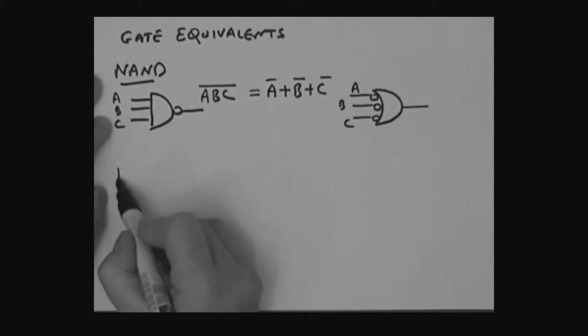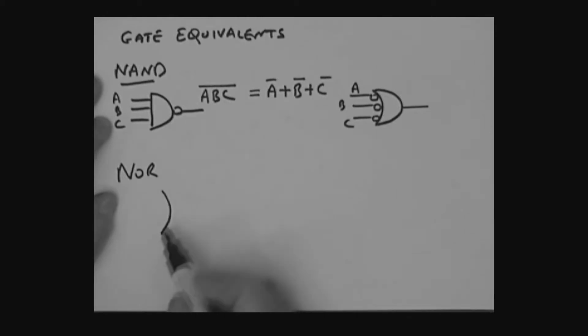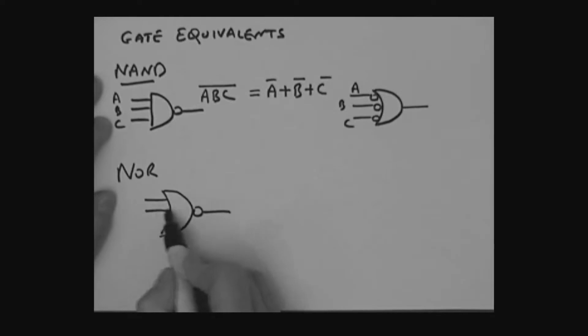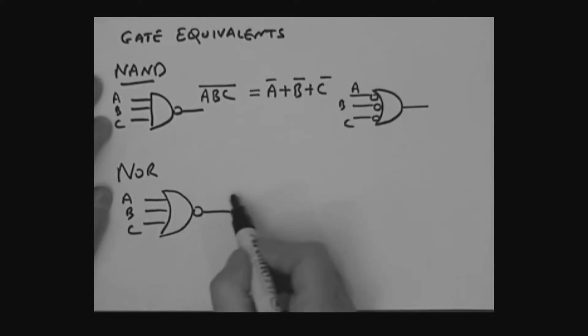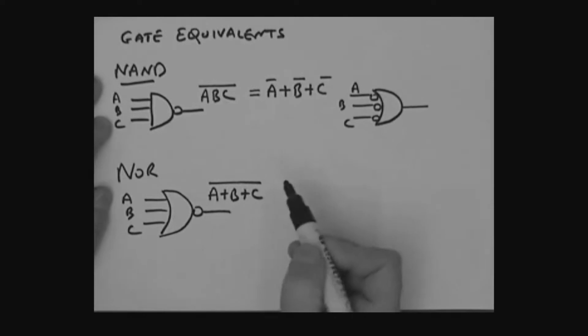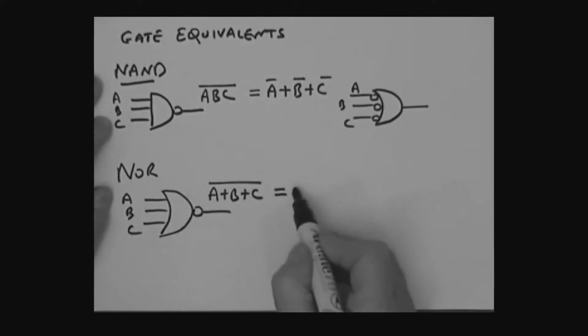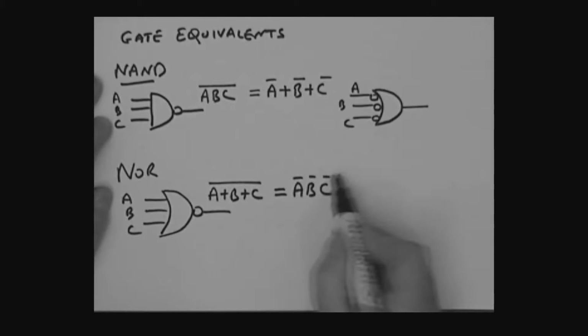Let's do the same thing with our NOR gate. All right, so here's our NOR gate. We'll look at it right here. Okay? Let's have 3 inputs again, A, B, C. Let's look at the output, which would be what? A, or B, or C, bar over the whole thing. Using De Morgan's theorem then, on this, that is equivalent to what? A bar, B bar, C bar.